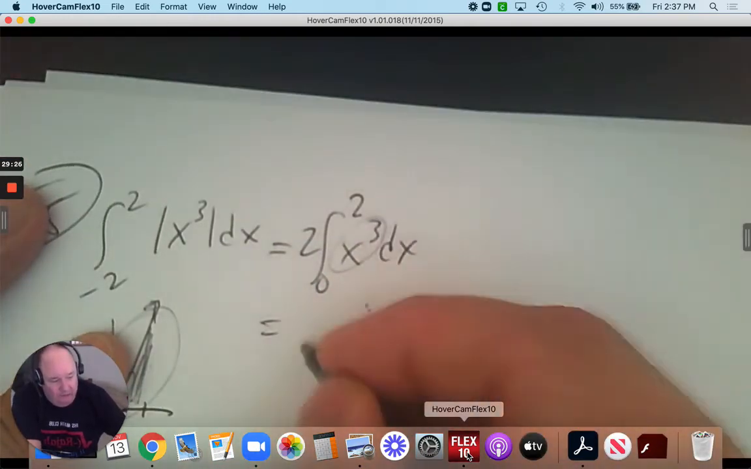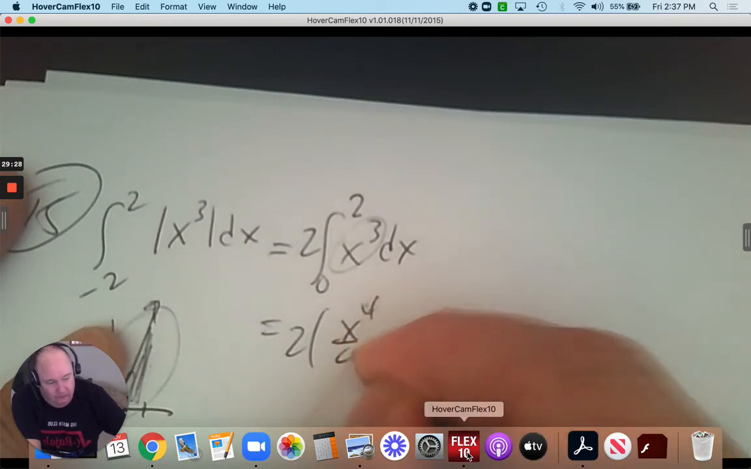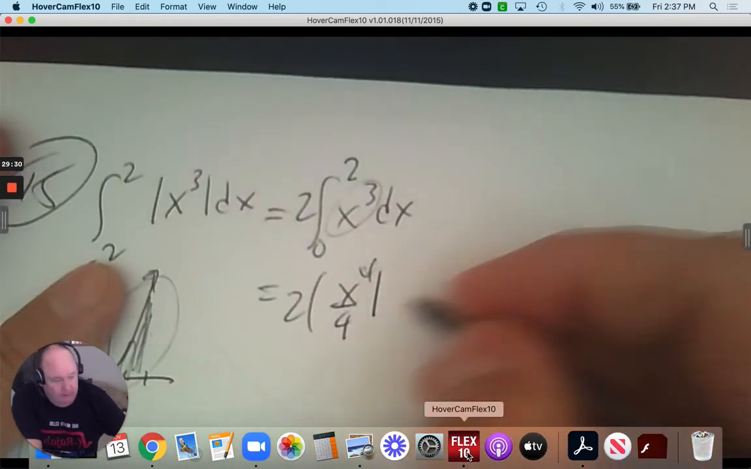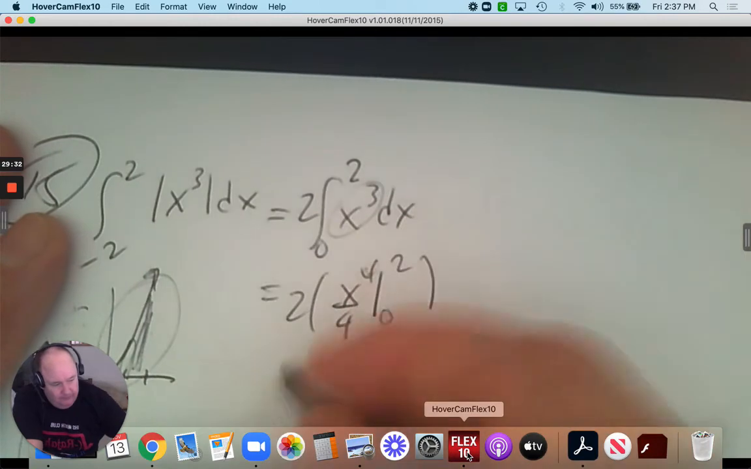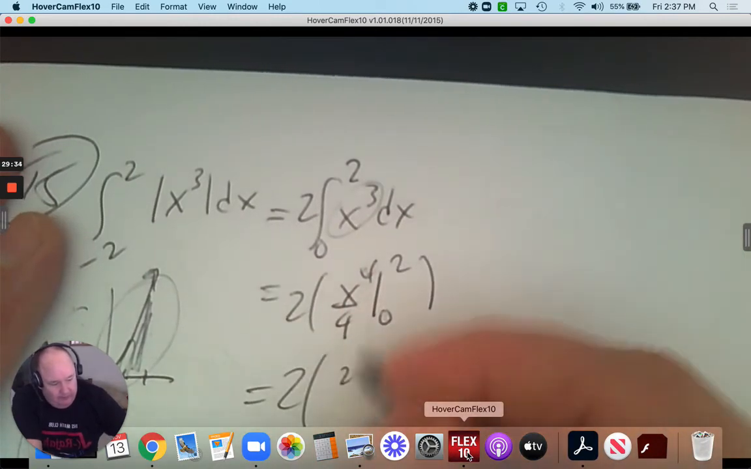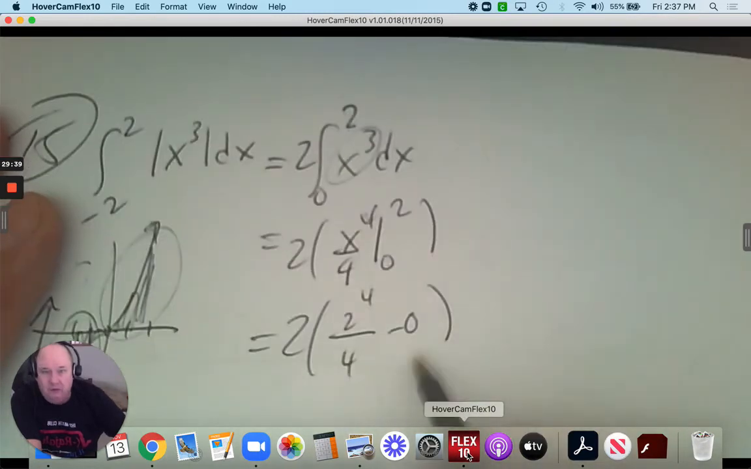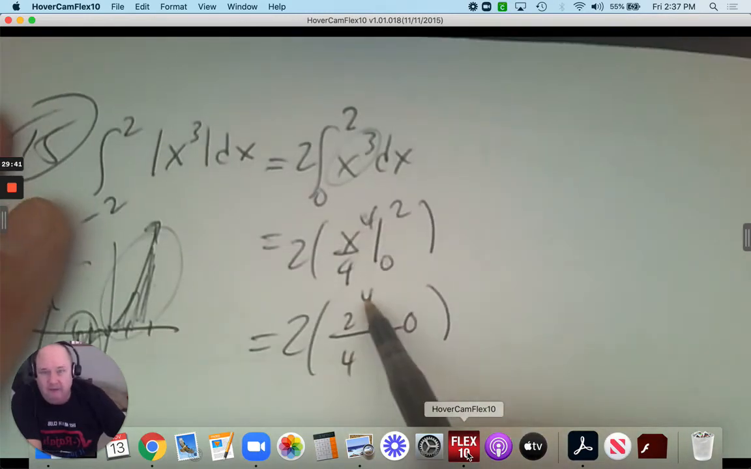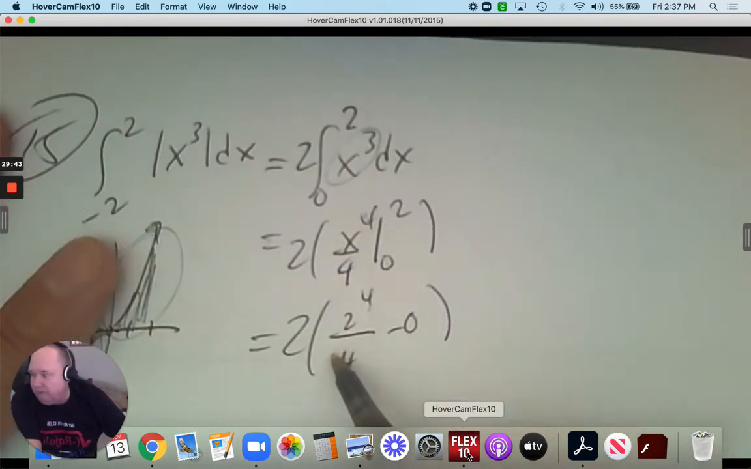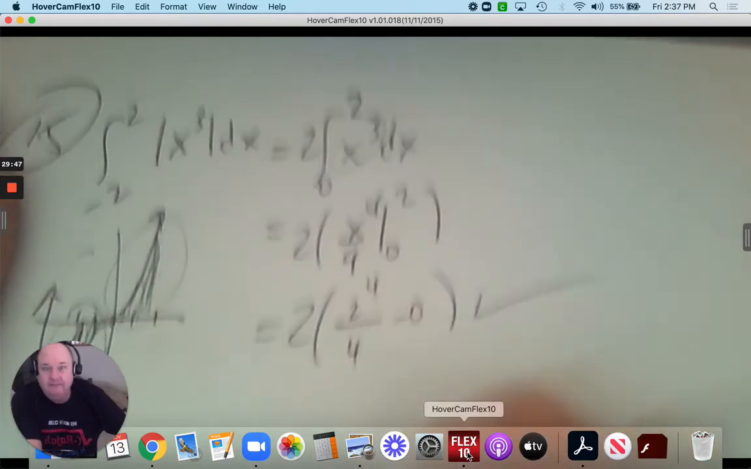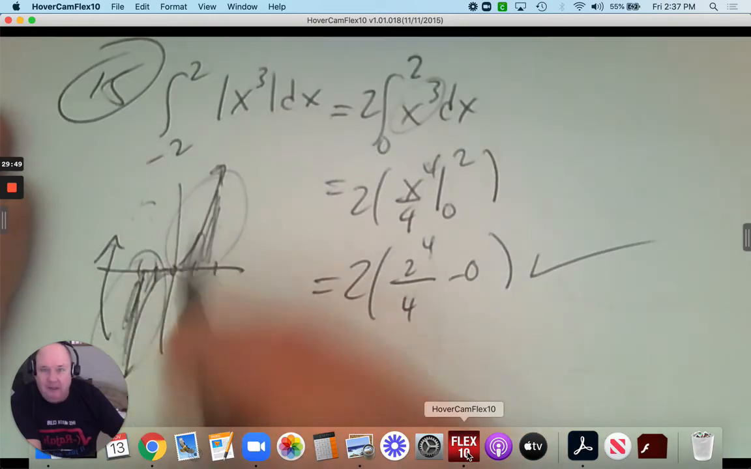So the antiderivative is x to the 4th divided by 4 from 0 to 2. Then you plug in the upper bound. When you plug in the lower bound, the answer is just 0, and there's your answer. You could simplify it. 16 divided by 4 is 4. 4 times 2 is 8. But you can just leave it at that answer too. Done. I just want you to understand how the graph can help support you in this way.